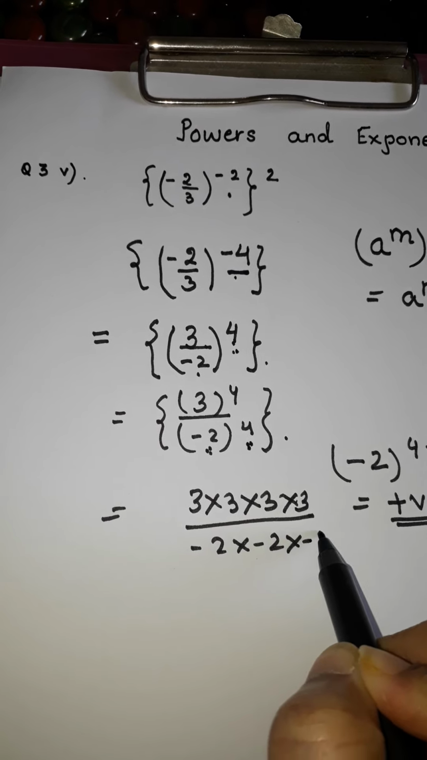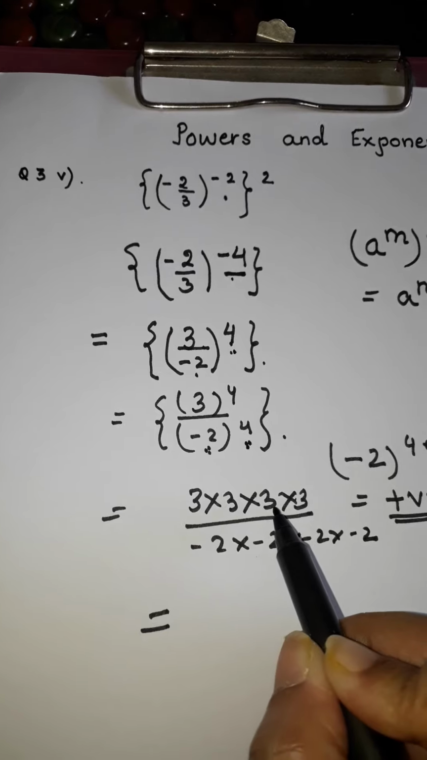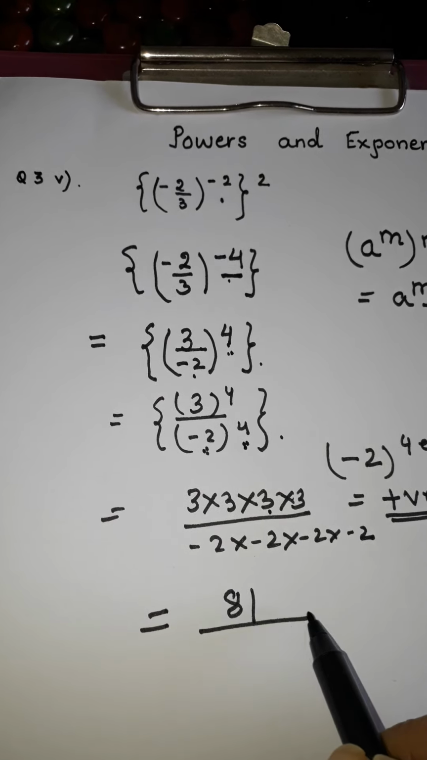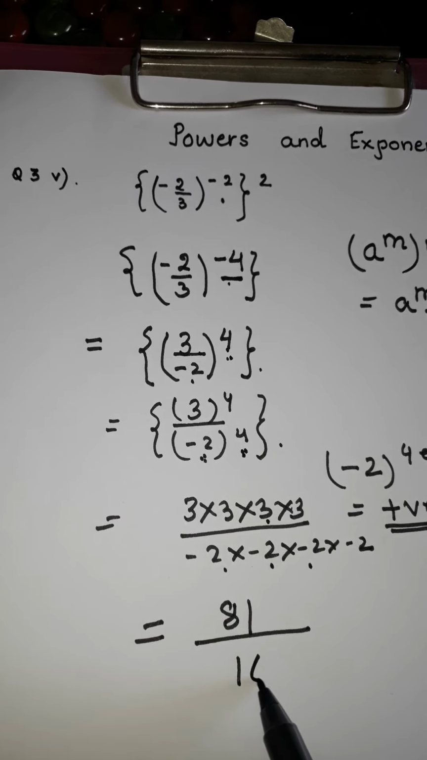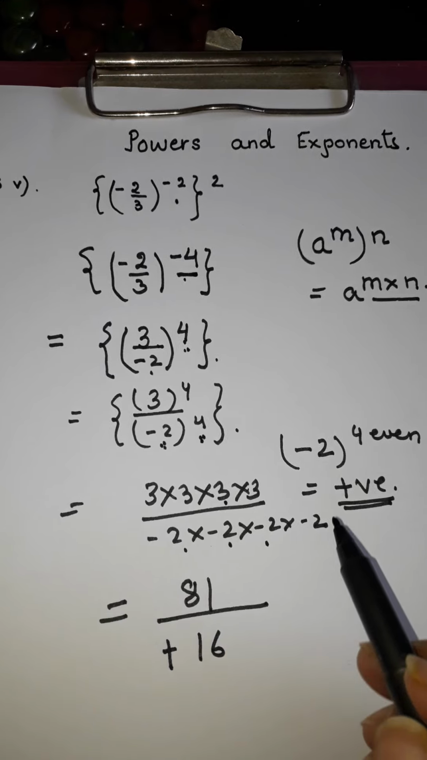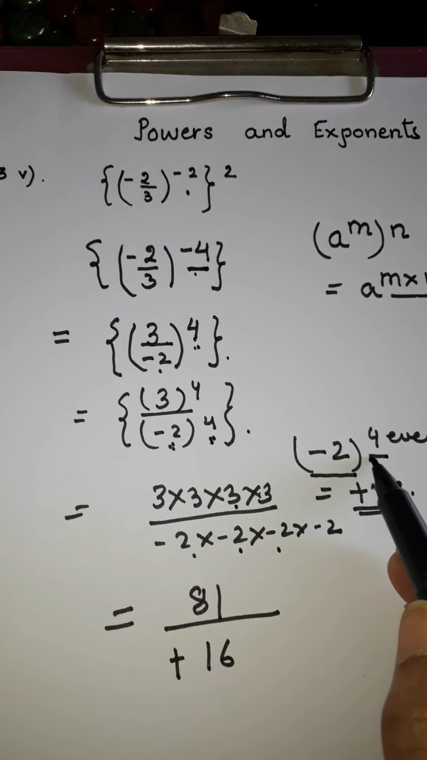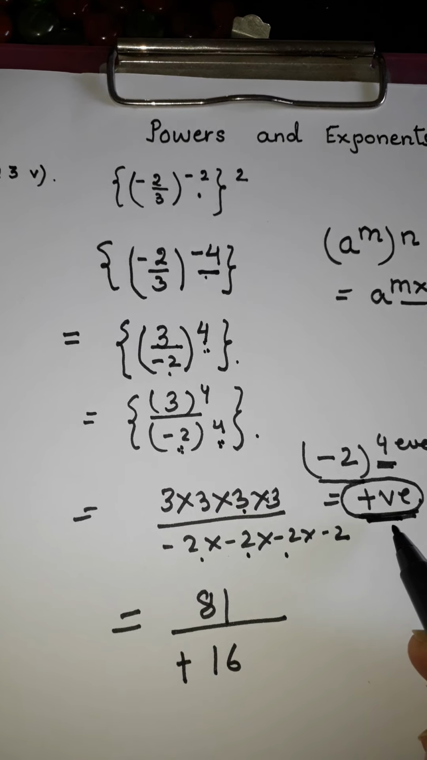divided by -2 into -2 into -2 into -2. That means 3 3s are 9, 3 3s are 9, 9 9s are 81, and the denominator will turn out to be 2 2s are 4, 4 2s are 8, 8 2s are 16, with a positive sign, because we know that any negative number having an even power, the answer turns out to be positive.